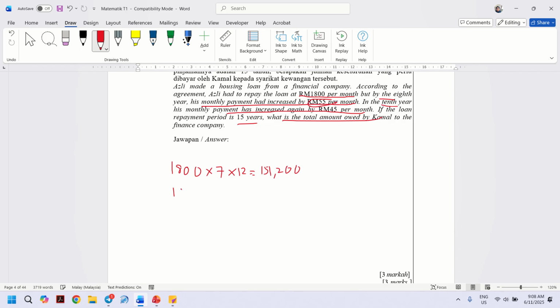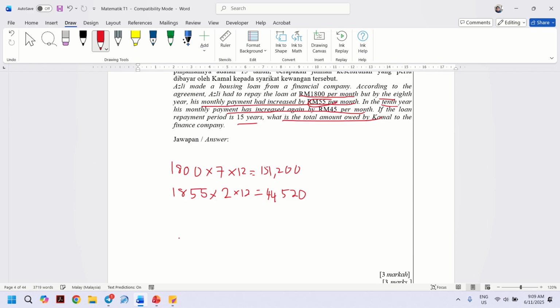In the 8th year, he has to add 55 ringgit per month. So it means 1,855 ringgit in the 8th year and the 9th year. For 2 years, he has to pay 1,855 times 2 times 12. Why 2? The 8th year and the 9th year. We will have the answer 44,520.